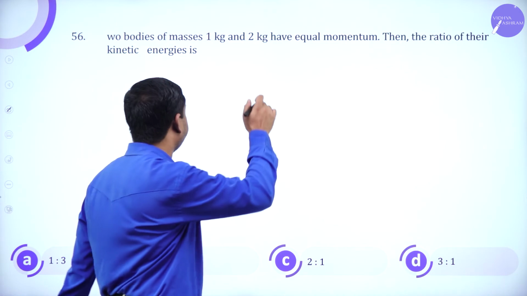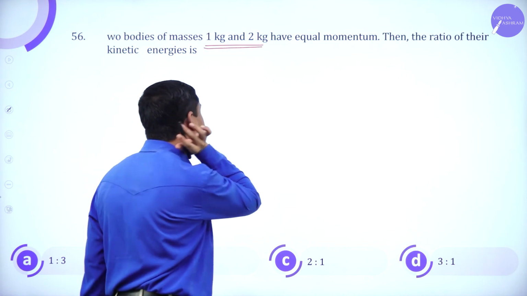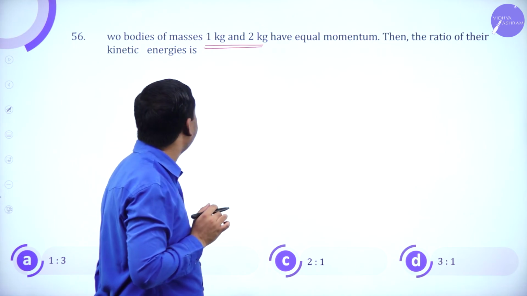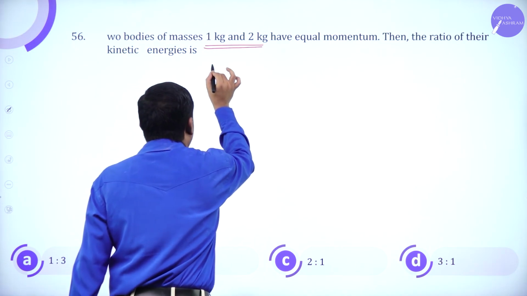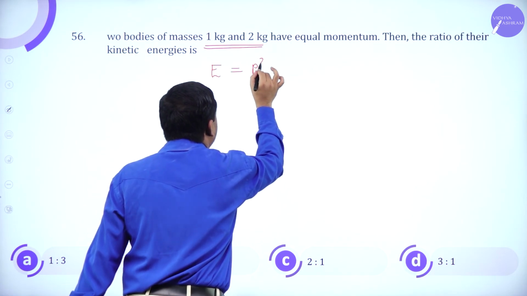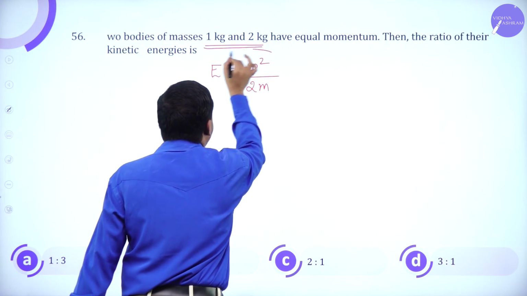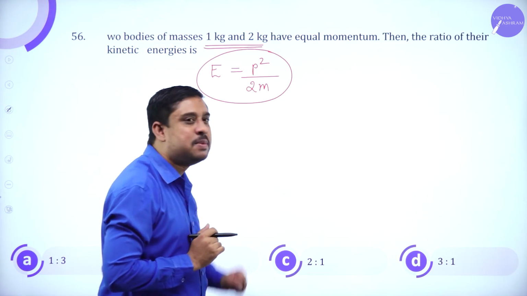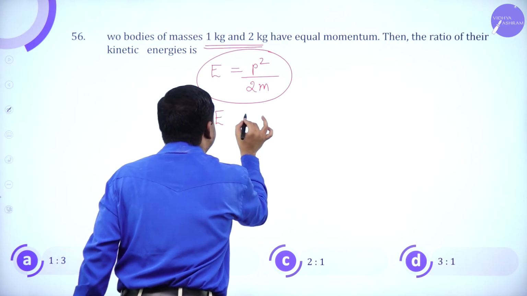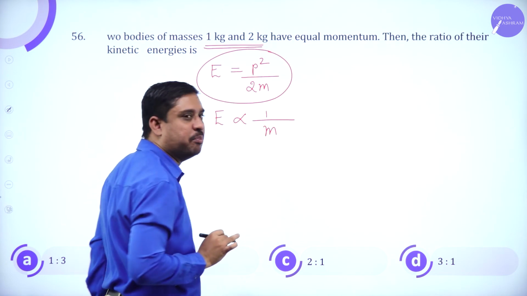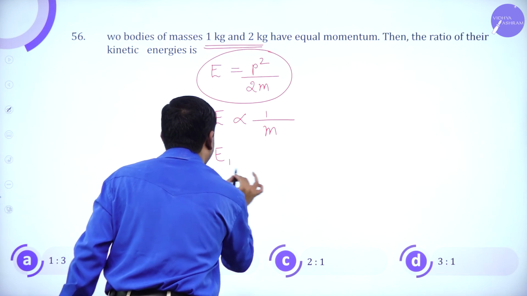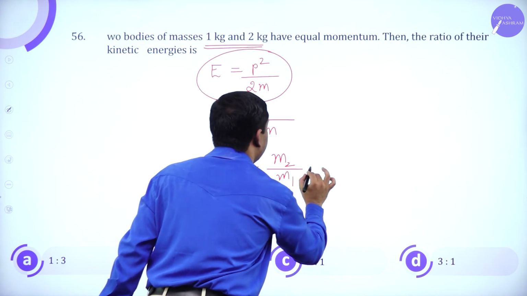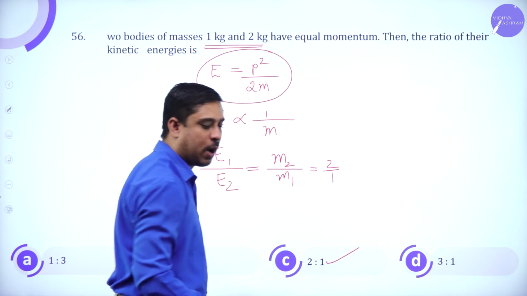Two bodies of mass 1 kg and 2 kg have equal momentum. Then the ratio of their kinetic energy, we know kinetic energy is P square by 2m. This is the expression for kinetic energy in terms of momentum. Momentum is the same, they say. So E is proportional to 1 by m, which means E1 by E2 is equal to m2 by m1, which is 2 by 1. So 2:1 is the answer.